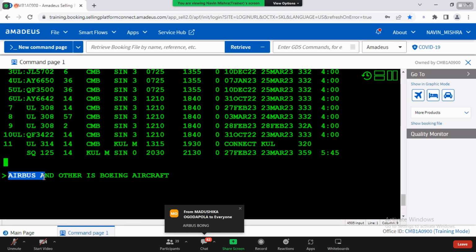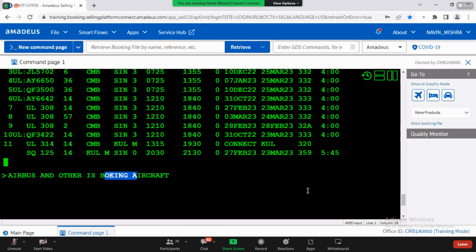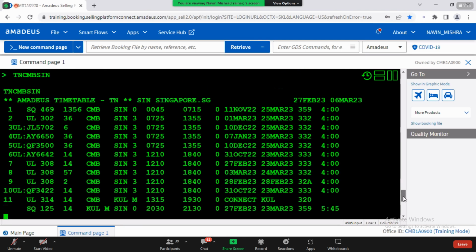Okay. So how do you justify and how do you understand that this aircraft is an Airbus or a Boeing aircraft? It will be very easily found through the first digit of the aircraft type. Whenever you see the aircraft type starts with 3, it means it's an Airbus. And whenever you see it starts with a 7, it means it's a Boeing one. Is that clear to everyone? 3 means it's an Airbus and 7 means it's a Boeing aircraft.